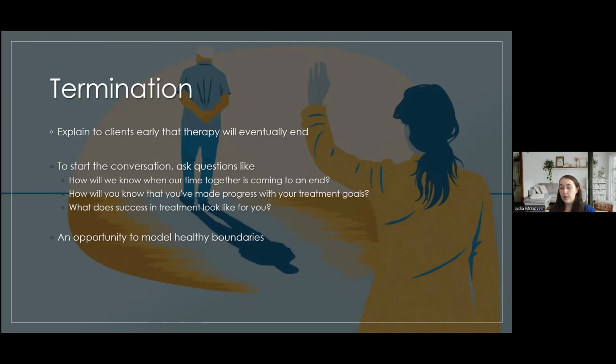So to start the conversation about termination could include questions like, how are we going to know when our time together is coming to an end? How will you know that you've made progress toward your goals? What does success in treatment look like for you? And again, this is an opportunity to model healthy boundaries.